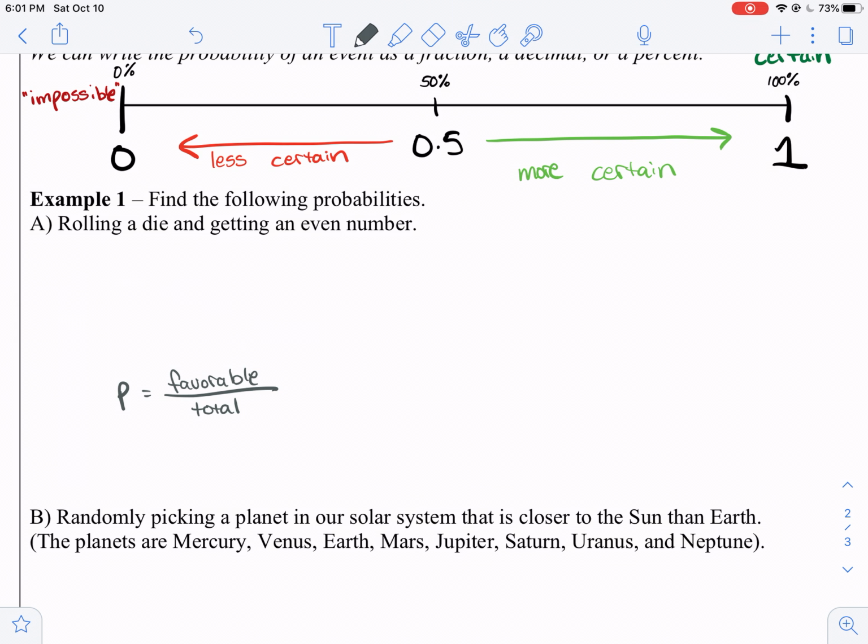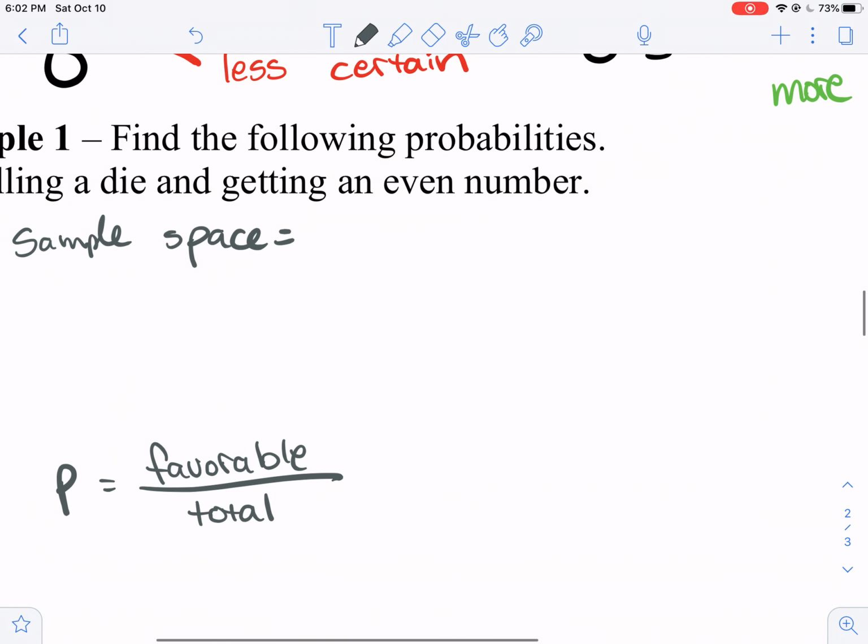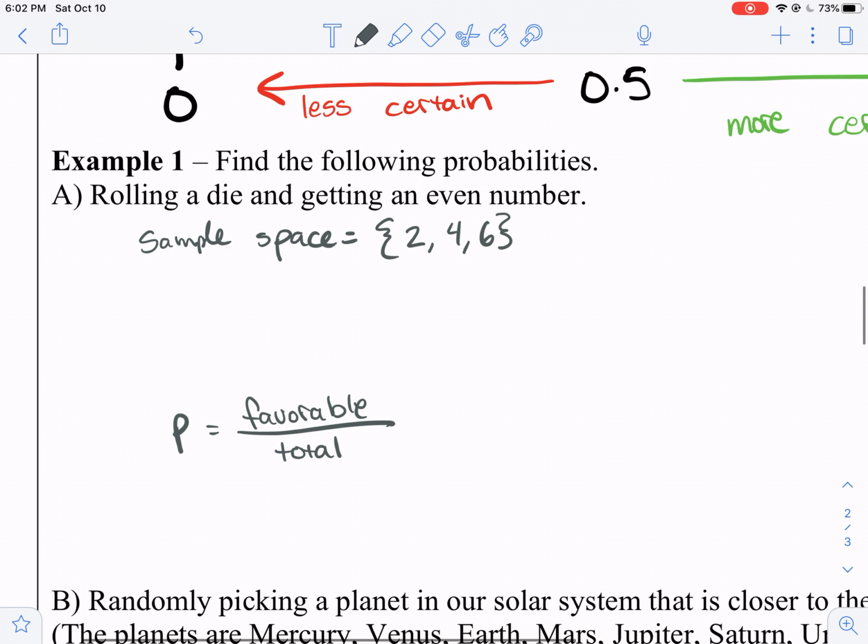So let's count it up. Our sample space is all the ways that we can make this happen. So the sample space of rolling an even number is you can roll a 2, a 4, or a 6. Okay? So let's let E equal rolling an even number.